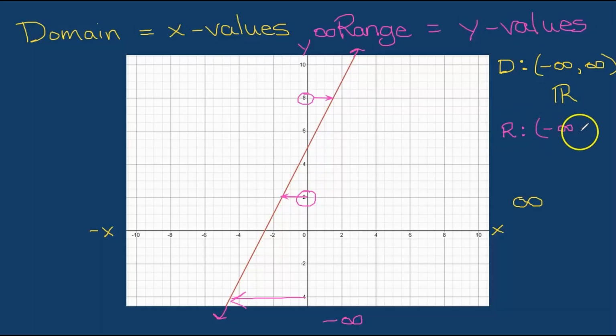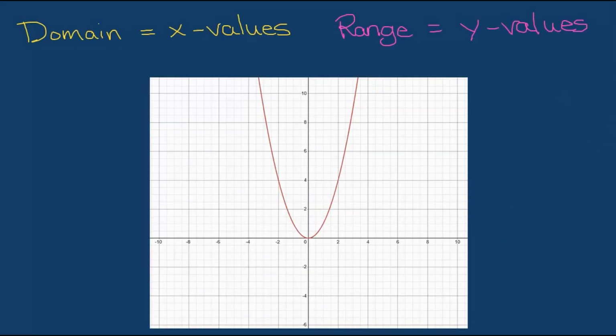And if your teacher is asking you to write it in interval notation, you're going to want to write it like this, even if you also write it like this. Let's look at a parabola. This is a standard parabola created by the function y equals x squared.